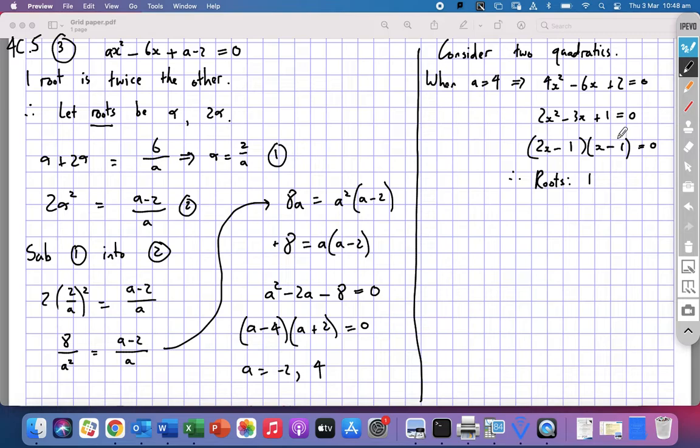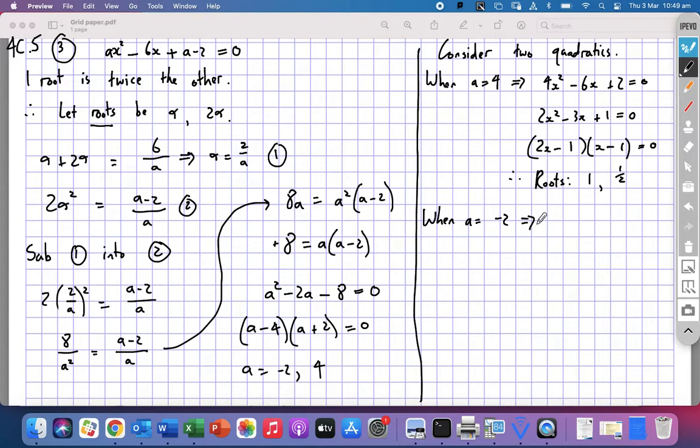And so therefore, the roots are 1, I'm getting that from here. If x equals 1, that's the solution, that's the root to this quadratic. Or if this equals 0, how could I make this equal 0? If x is a half. And can you see that one root is double the other root? The 1 is double the half. When a equals, what was the other solution? Minus 2.